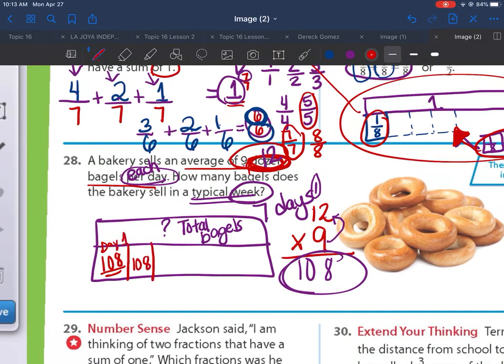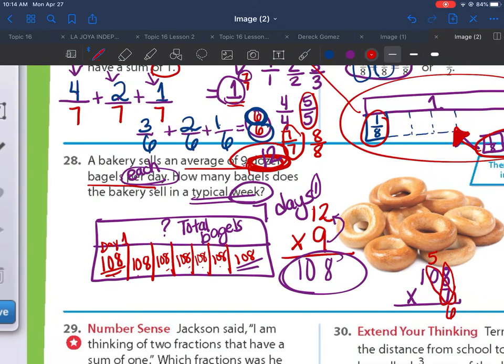Because this is day 1, and they want me to find 7. 1, 2, 3, 4, 5, 6, and 7. So to find the total, since the number is repeating, I'm going to take 108 and multiply times 7 days.